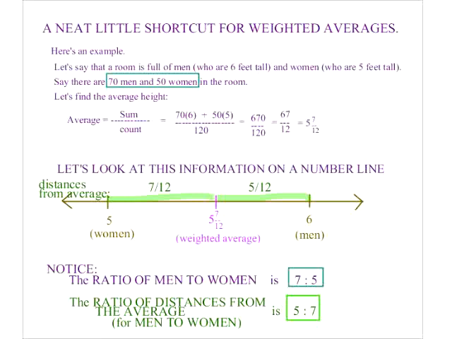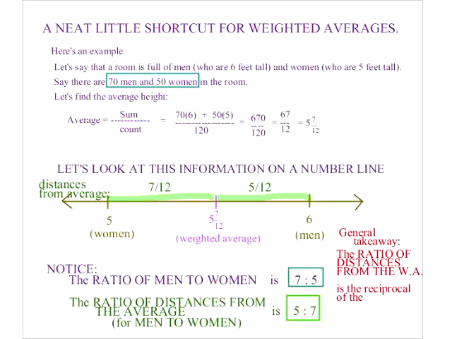Okay, here's the result. The general takeaway is this. The ratio of distances from the weighted average, WA stands for weighted average, is the reciprocal of the ratio of quantities.